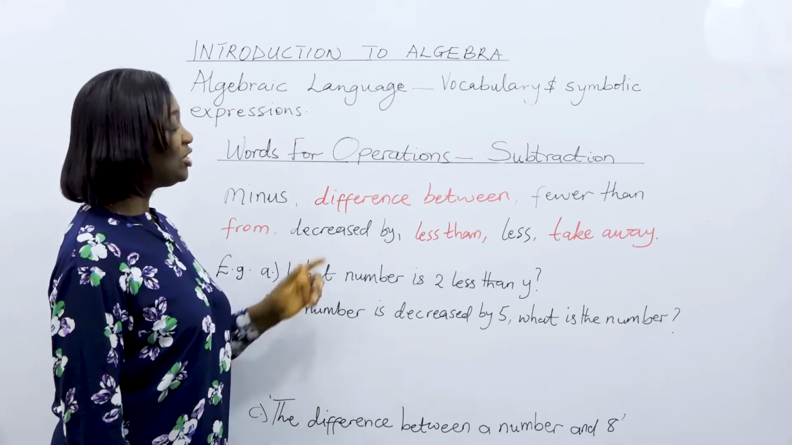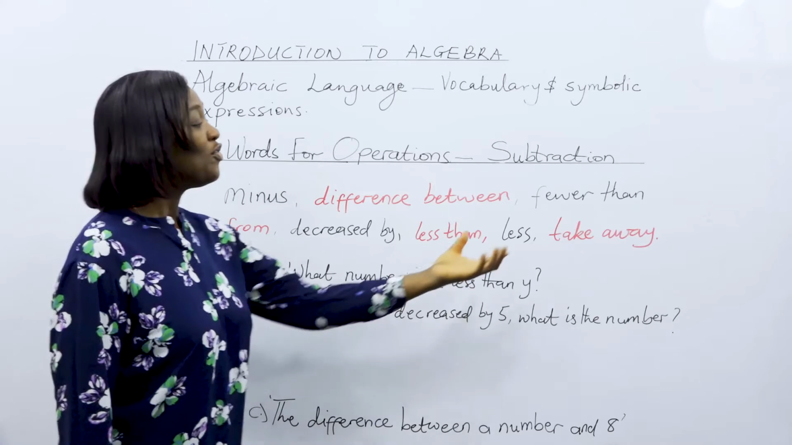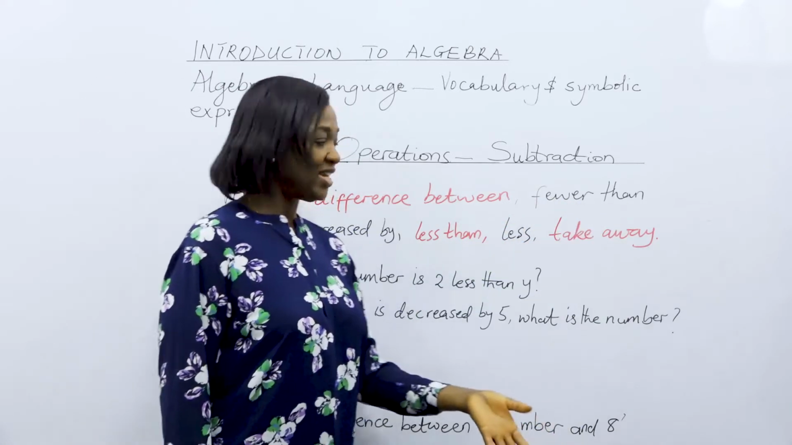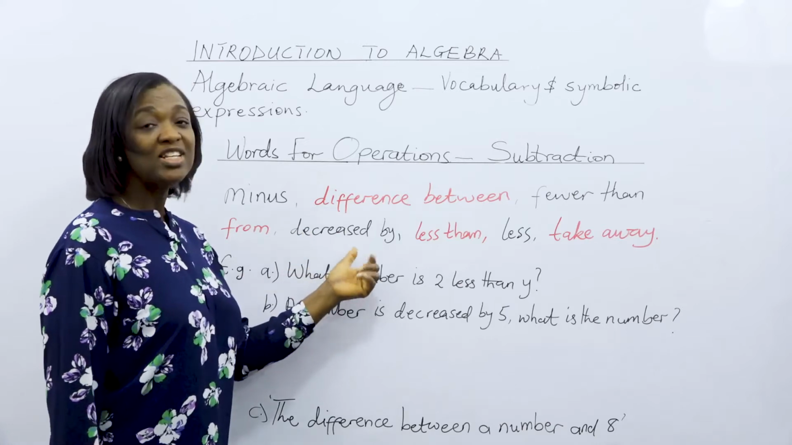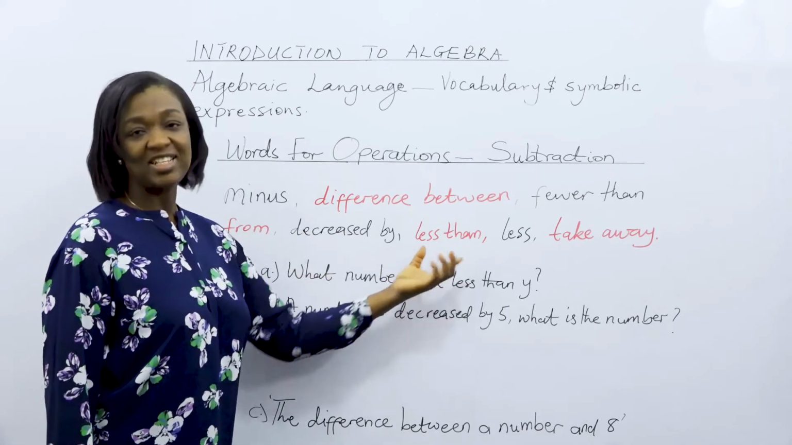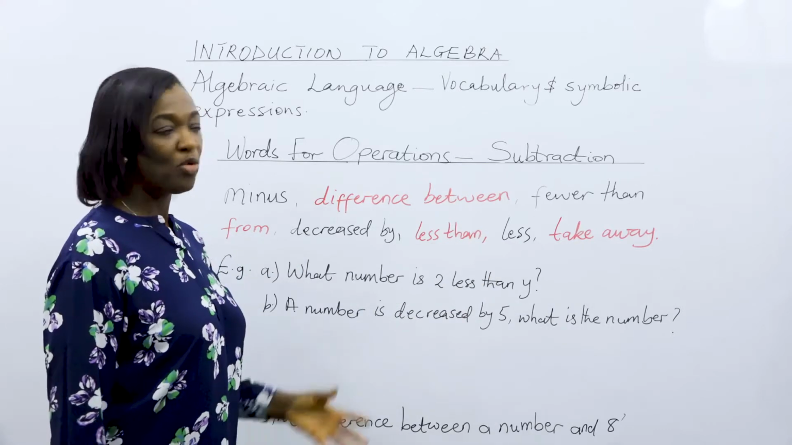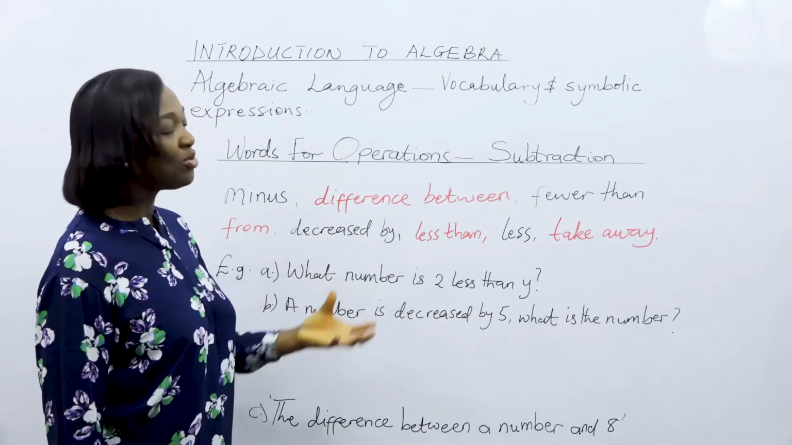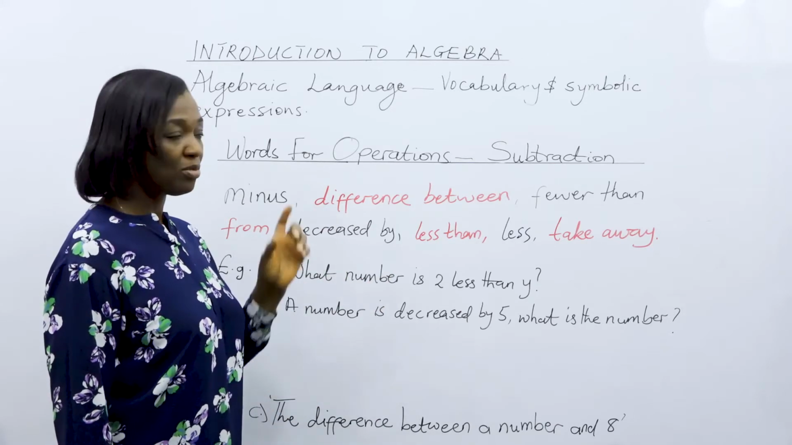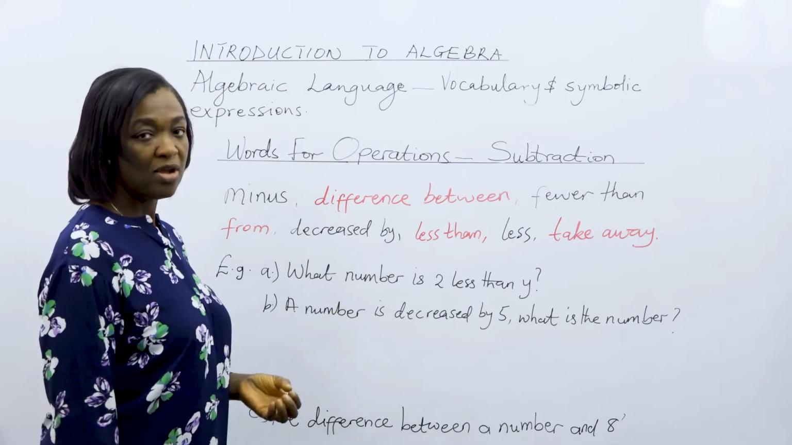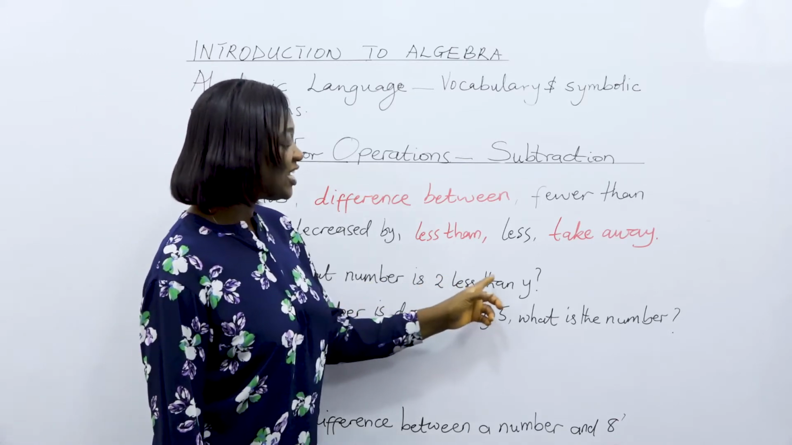Minus. You see words like difference between, fewer than, from, decreased by, less than, less, take away, and so on. When you see these particular vocabularies, then you know that your operation is subtraction or take away. For example, what number is 2 less than y?